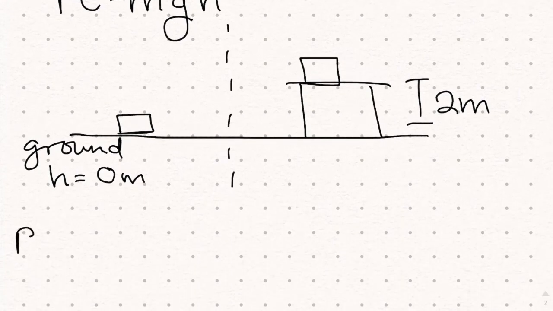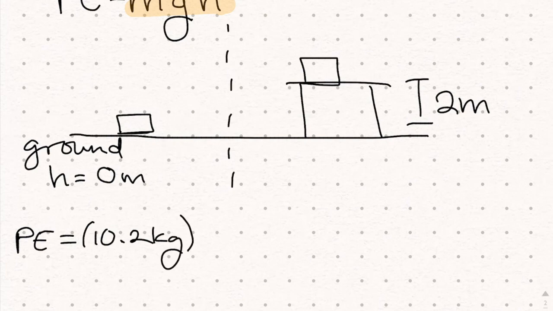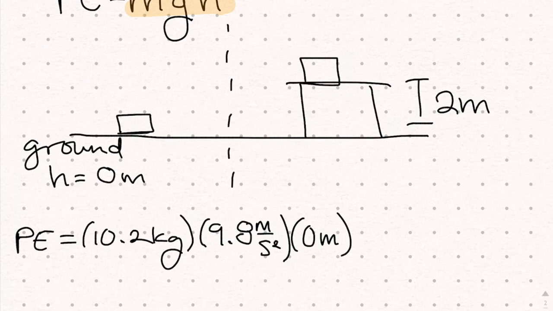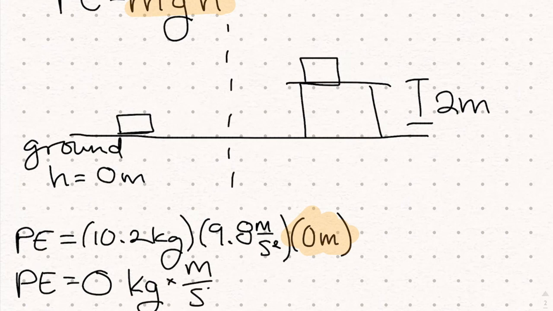So now we're going to go ahead and calculate our potential energy before and after the block is moved. Before the block is moved, we're going to use that equation, mass times gravity times height. Mass of our block, 10.2 kilograms. That's not going to change. Gravity is on Earth, so 9.8 meters per second squared, and then we've got a height of 0 meters. Anything that is multiplied by 0 is going to be 0, so we know we're going to end up with potential energy of 0, but we're going to figure out our units here. So we got kilograms times meters per second squared times meters.